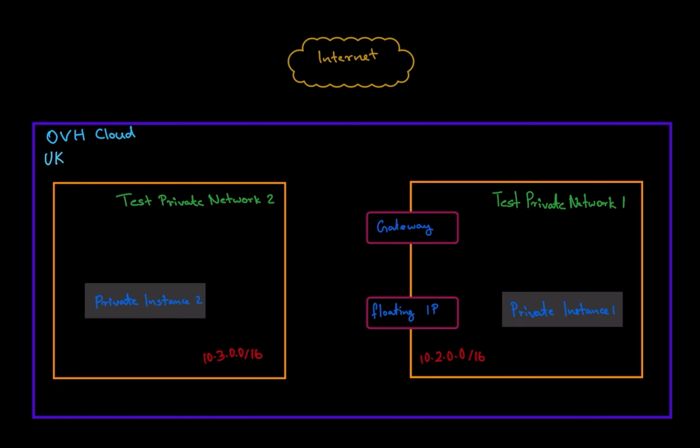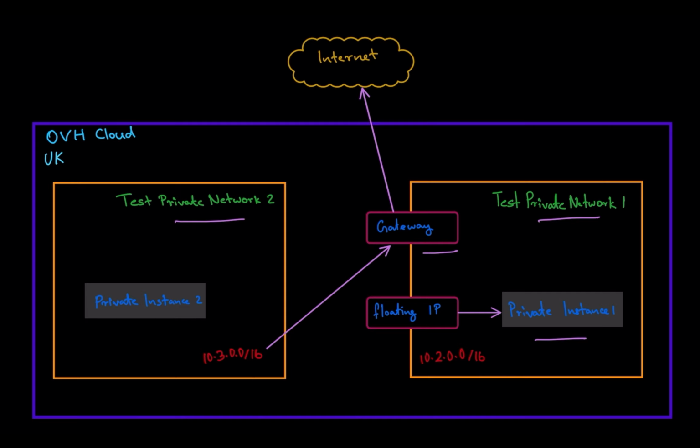First, we need to create two private networks, Test Private Network 1 and Test Private Network 2. Then, we will create a gateway on Private Network 1 to enable internet access for that network. After that, we will connect the second network to the gateway. Next, we will create a private instance on private network 1 and attach a floating IP to the new instance. This will allow us to access the instance from the internet.